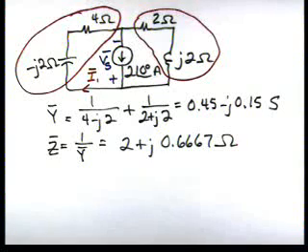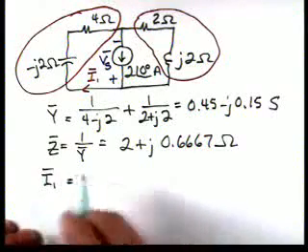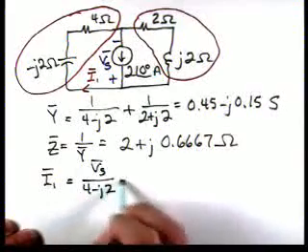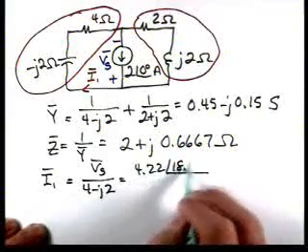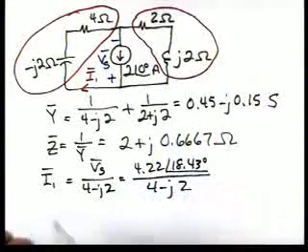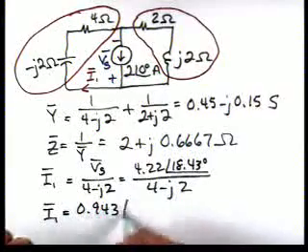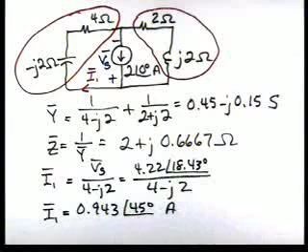Doing our calculations, I1 is Vs divided by 4 minus j2. So we have 4.22 at an angle of 18.43 degrees over 4 minus j2. Then I1 is 0.943 at an angle of 45 degrees.